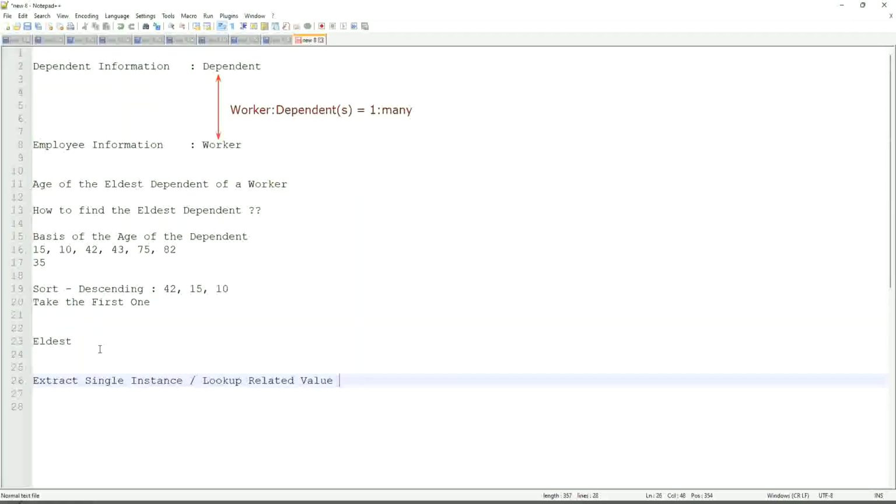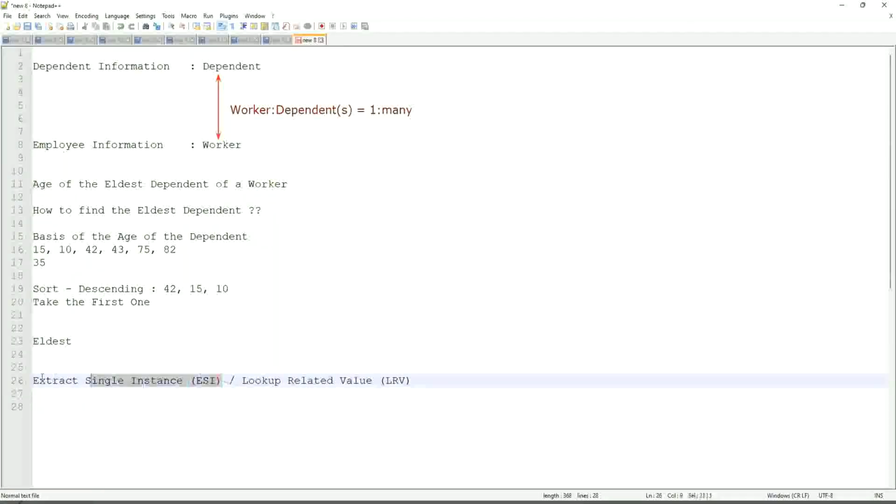ESI LRV. Extract single instance is called ESI. Lookup related value is LRV. They work in combination. We do not only leave with ESI. Once we extract the ESI, we use it to get some value. That's the LRV. Like here, we are going to get the age of the eldest dependent.